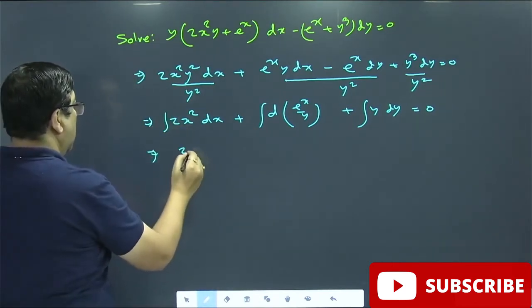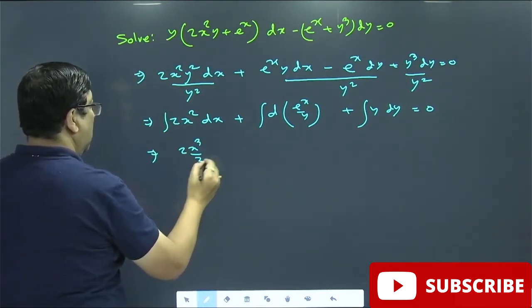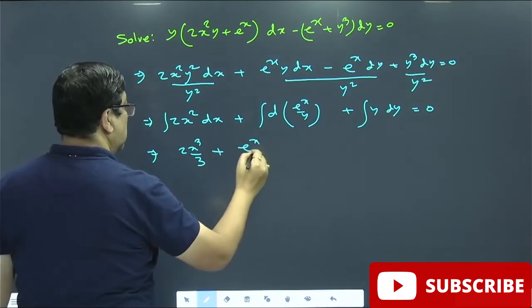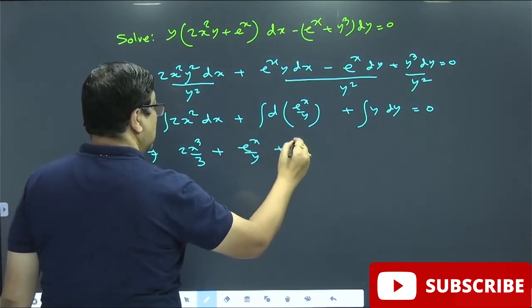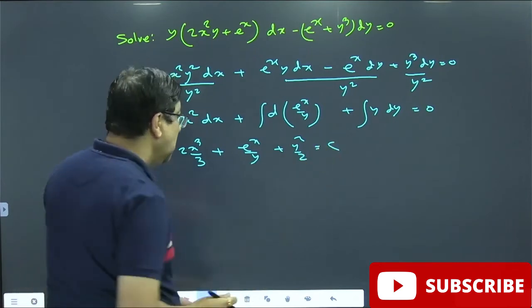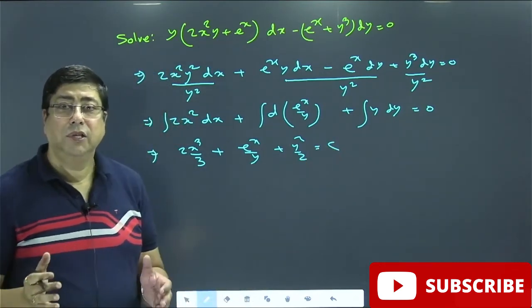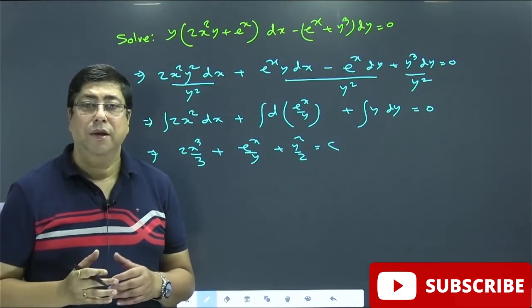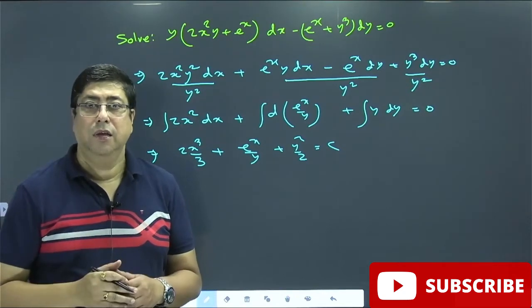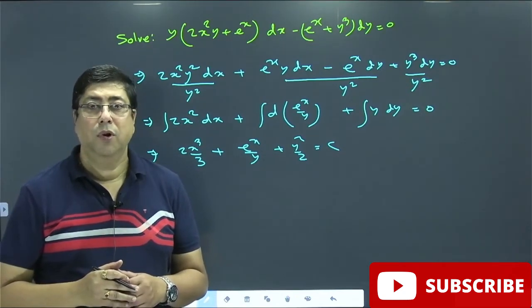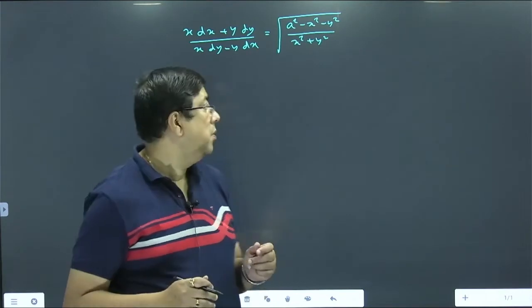So we are getting 2x cube by 3 plus e to the power x by y plus y square by 2 equal to c. So lots of sums of this type come in entrance examinations like IIT JEE. I am giving one more example. Let's solve one more example.